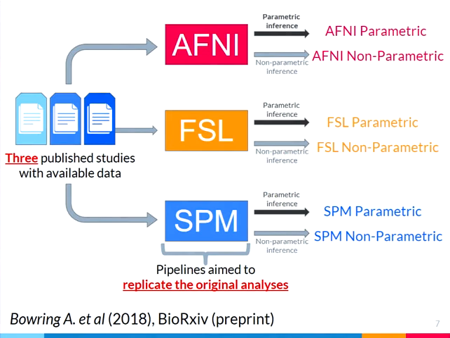But the study we've done to look into this is that we've taken 3 published MRI results, and what we've done is we've run them through AFNI, FSL, and SPM. But importantly, we're trying to implement the pipeline that was done in the original publication. Now, in addition to this, we have also used parametric and non-parametric, i.e. permutation test, inference methods. So at the end of this, what we get is 2 sets of results for each software package for each publication we've looked at.